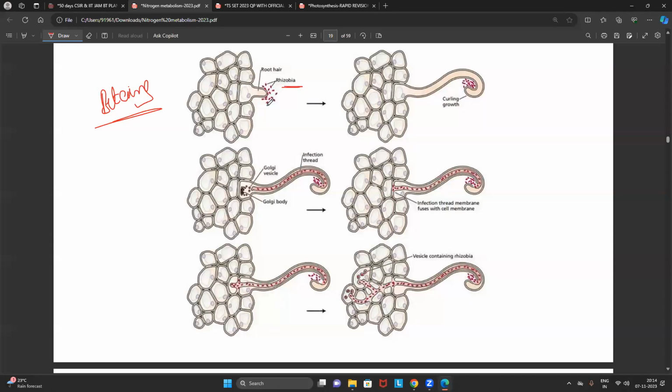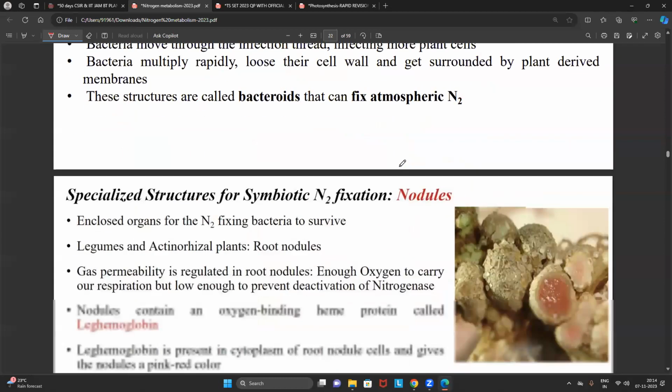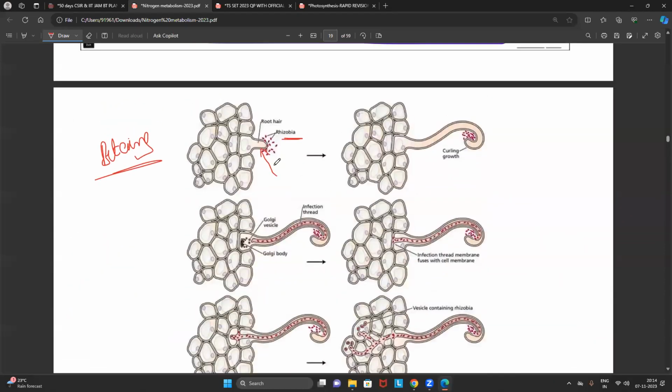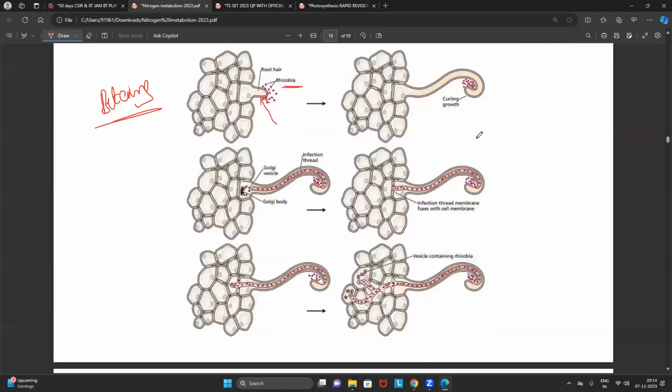Now this is the bacteria, right? Small ones, rhizobia. You only look into the picture. Now the rhizobia will come and attach to the root hair. Now the question is very clear. How is this possible? How does bacteria come and attach to the root hair? That is the question. My friends, this is the root hair.